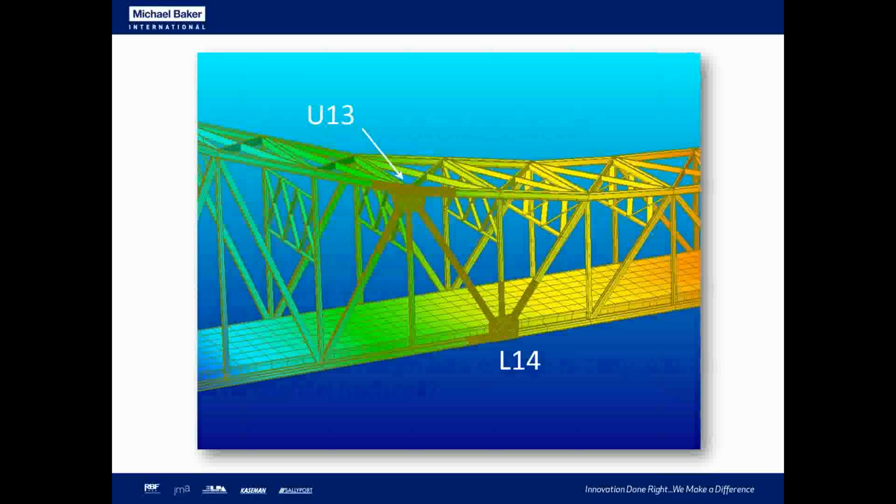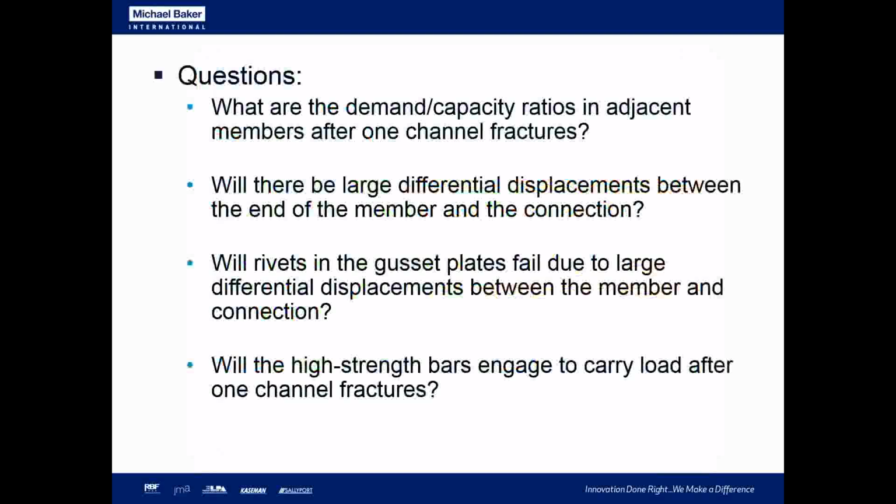So we undertook this detailed study because there were some questions we wanted to answer. What happens in the adjacent members after one channel fractures? Because these high strength bars can take up the axial force, but they have less out-of-plane bending stiffness, so what happens when that load is shed?